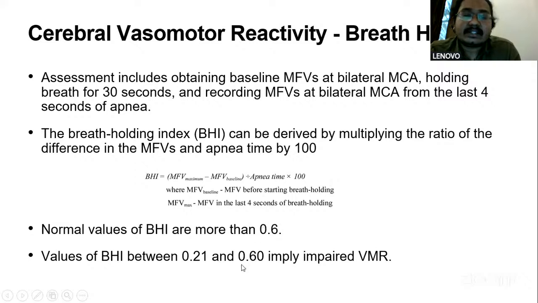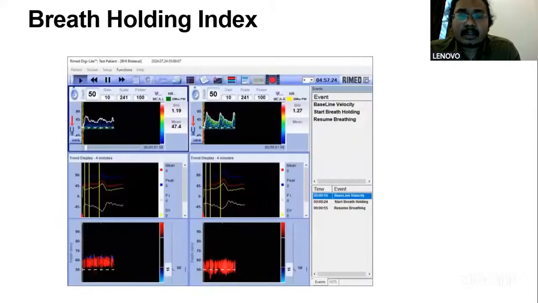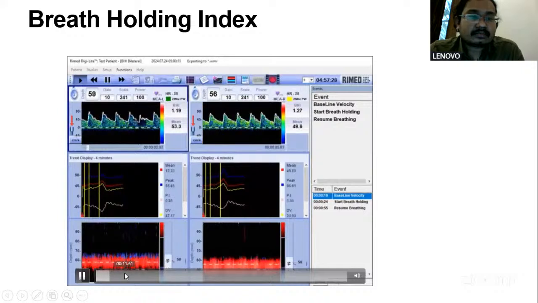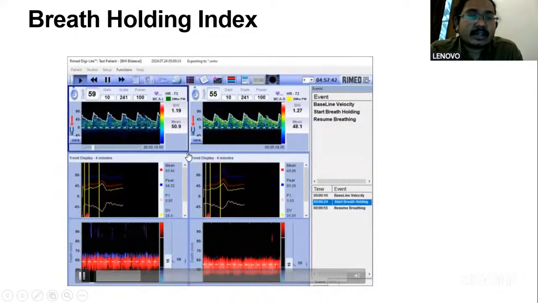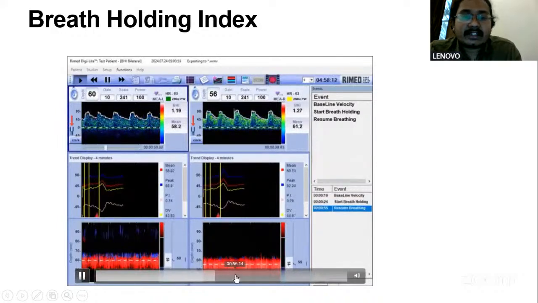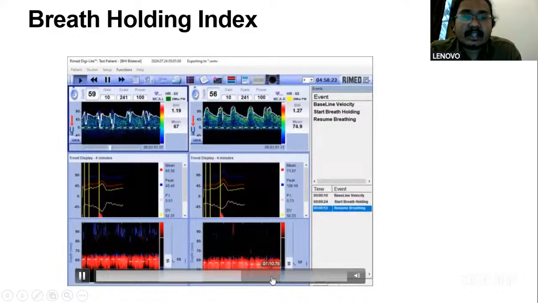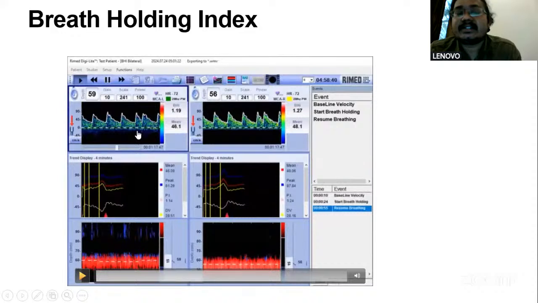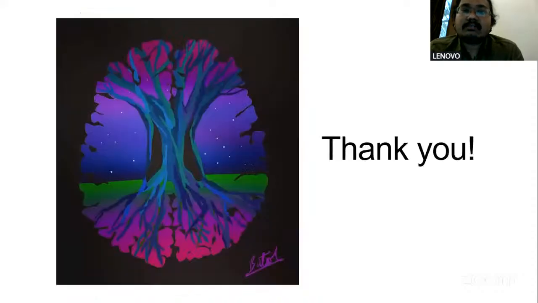If it is less than 0.6, it implies impaired vasomotor reactivity, and the vessels may not tolerate more stress. So we have done this. As apnea time increases, you can see that the mean flow velocity keeps increasing: 58, 60, 65, 73, and then it has come down, and the breath holding index is 1.119. Vasomotor reactivity is normal.